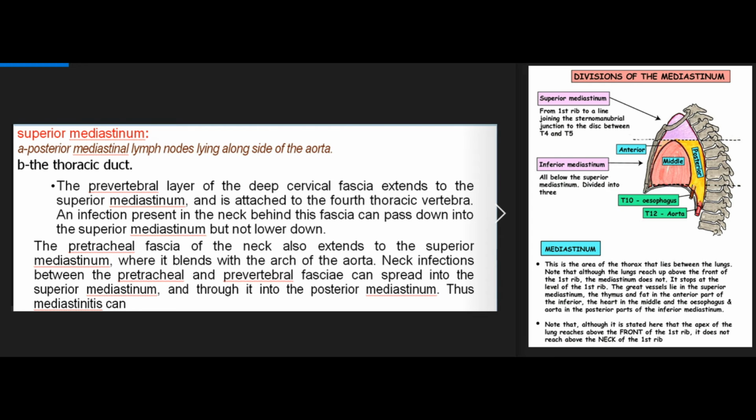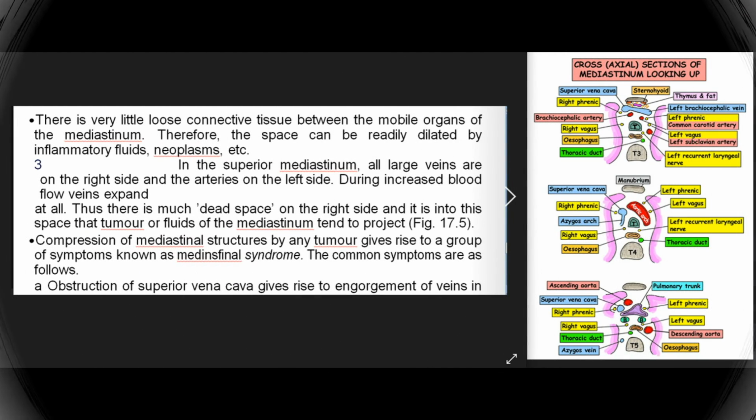An infection present in the neck behind this fascia can pass down into the superior mediastinum but not lower down. The pretracheal fascia of the neck also extends to the superior mediastinum, where it blends with the arch of the aorta. Neck infections between the pretracheal and prevertebral fasciae can spread into the superior mediastinum, and through it into the posterior mediastinum. Thus mediastinitis can result from infections in the neck. There is very little loose connective tissue between the mobile organs of the mediastinum. Therefore, the space can be readily dilated by inflammatory fluids, neoplasms, etc.